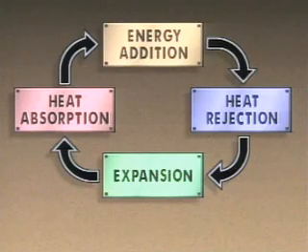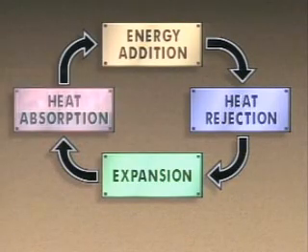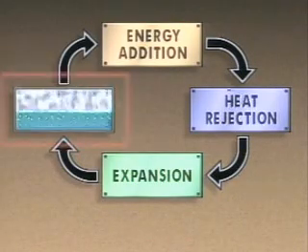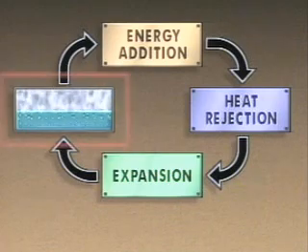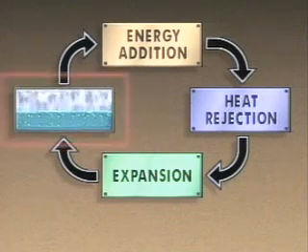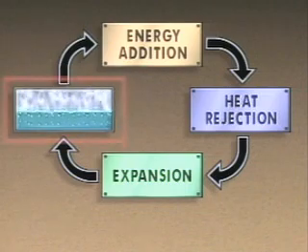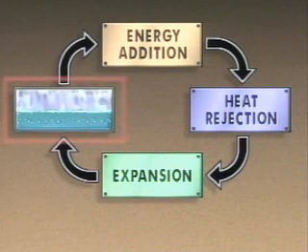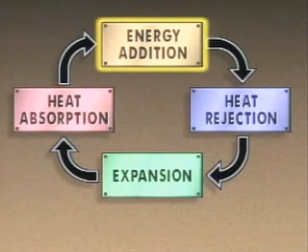Let's take a closer look at the four steps. The heat absorption causes the refrigerant to change phase from a liquid to a vapor. Also, the vapor receives heat and its temperature increases. So, in this step, the refrigerant changes from a low-temperature liquid to a higher-temperature vapor. In the energy addition step, energy is added to the refrigerant so that it can move through the rest of the refrigeration cycle.